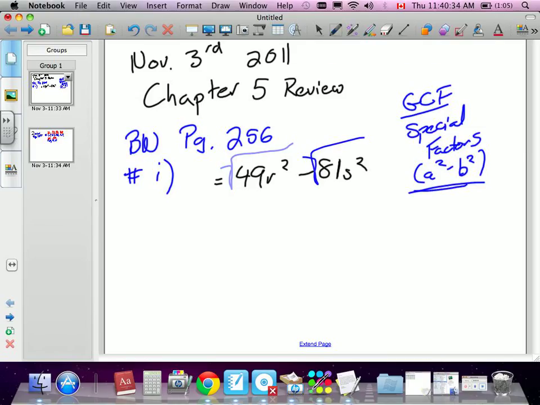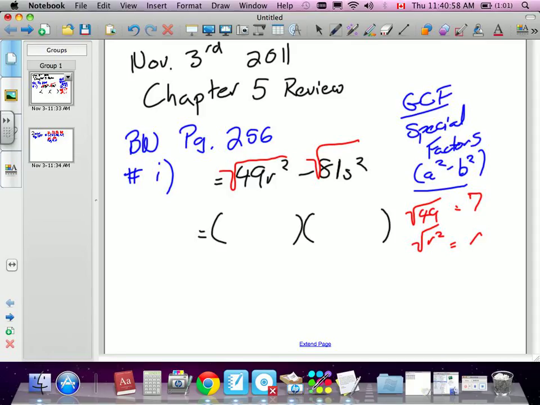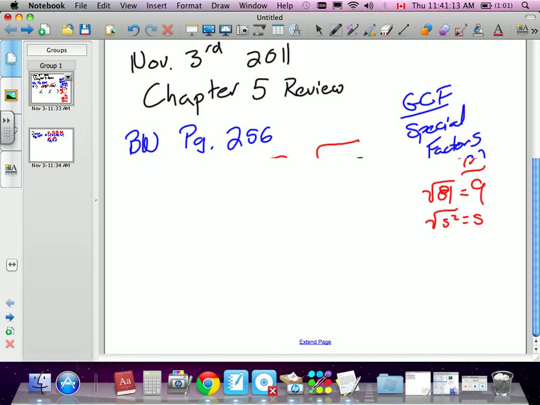What that means is I need to find the square root of the first term and the square root of the last term. So first of all, I'm going to square root 49 and I'm going to square root r squared. What will I get for both of those? 7 and r. So the square root of 49r squared is 7r. So we're going to combine those. We get 7r. And then I need to find the square root of 81 and the square root of s squared. The square root of 81 is 9, and the square root of s squared is s. So for the next part, I have 9s.